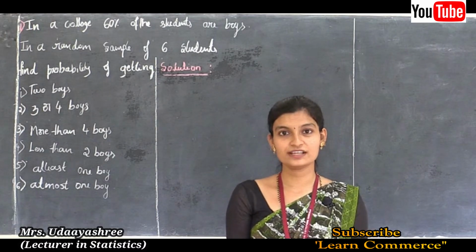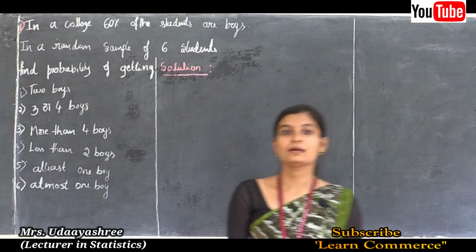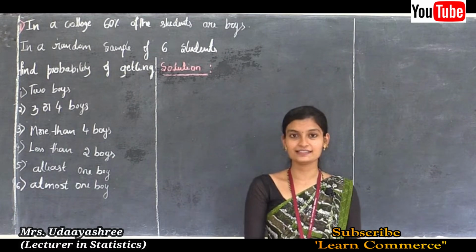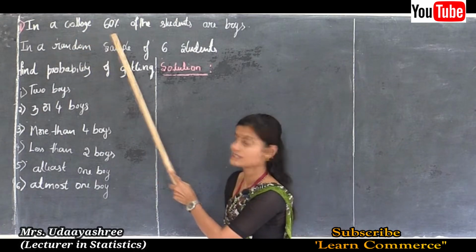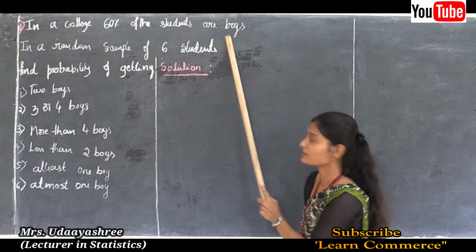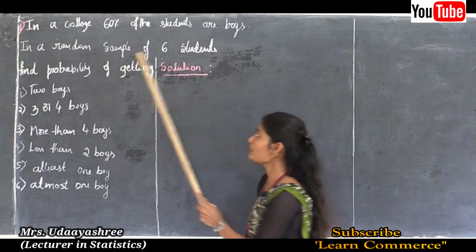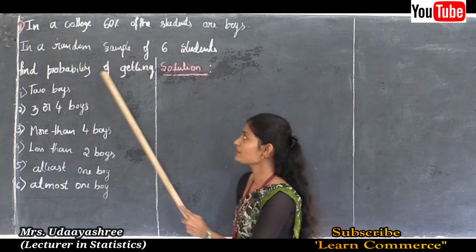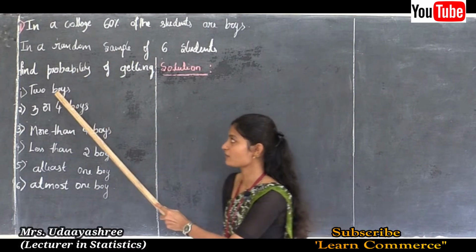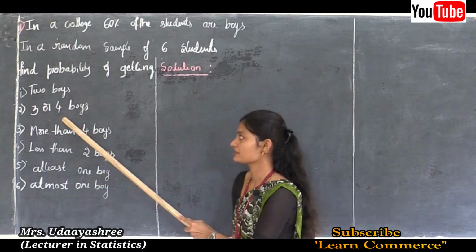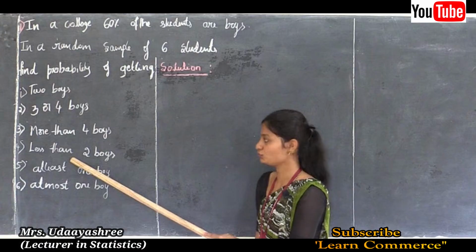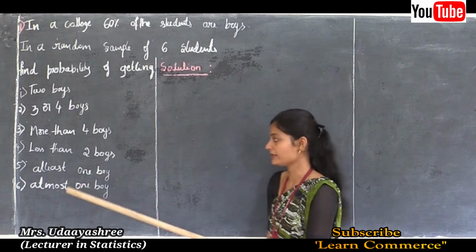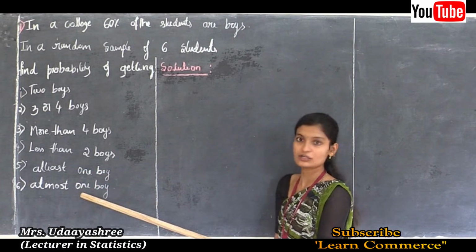Today we are going to study the problems based on binomial distribution. Let us see the first problem: in a college, 60% of the students are boys. In a random sample of 6 students, find the probability of getting: 2 boys, 3 or 4 boys, more than 4 boys, less than 2 boys, at least 1 boy. The last sub question is at most 1 boy.